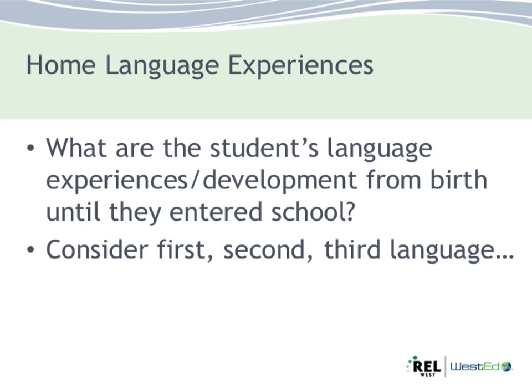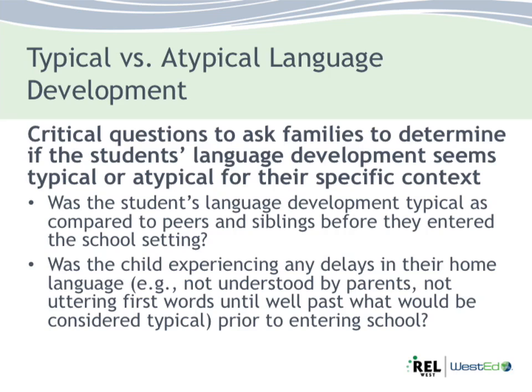So we want to ask the family. It's very important at the first signs of struggles to really do a good parent interview, and you'll find a component for that on the collaborative problem-solving form. So we want to know from the parent, was your child's language development typical as compared to siblings and peers before they entered school? What I've heard from parents is that they are aware if a child has communication patterns that are different from siblings.